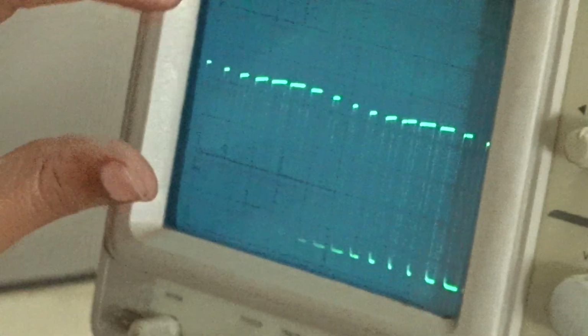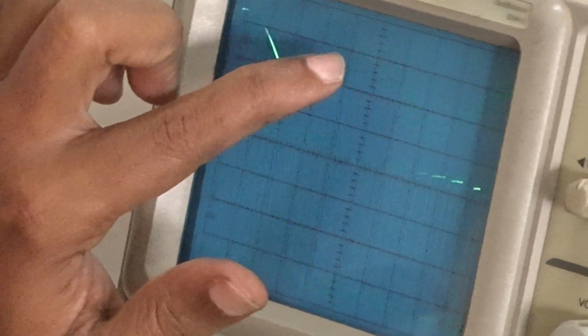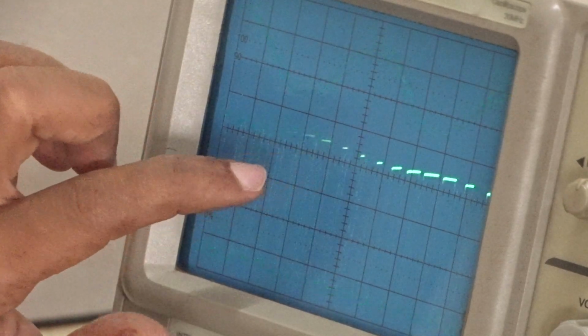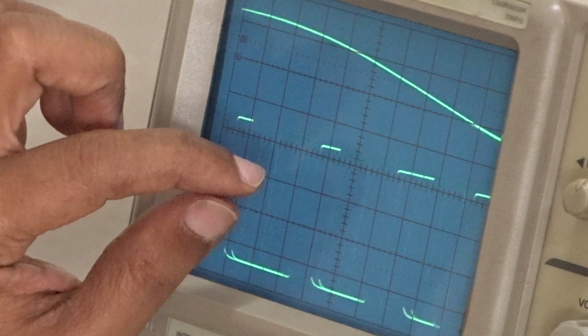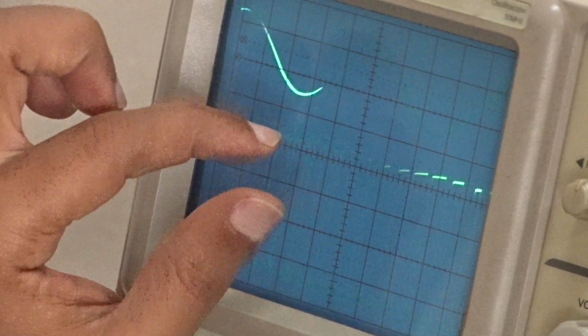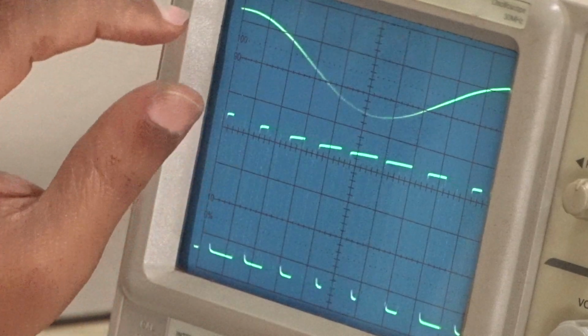When we have a positive or high amplitude of the input signal, at that time the width of the pulse is maximum. When the voltage of the analog input is less, at that time we have less amplitude, less width of the pulse. So this is pulse width modulation.